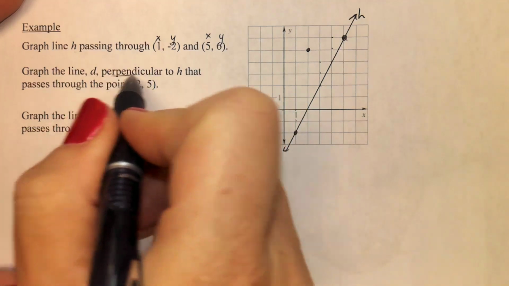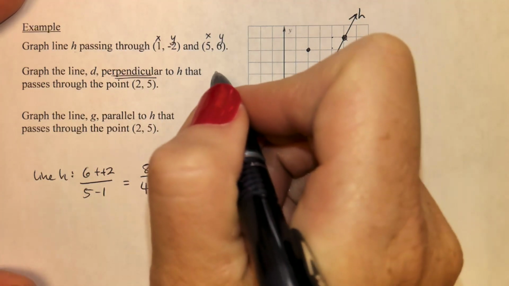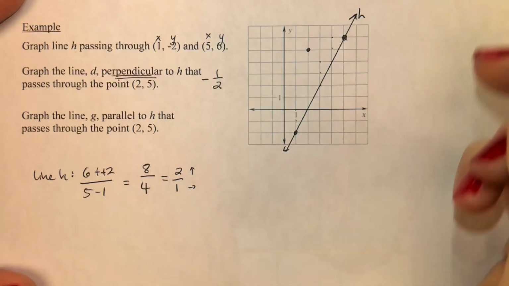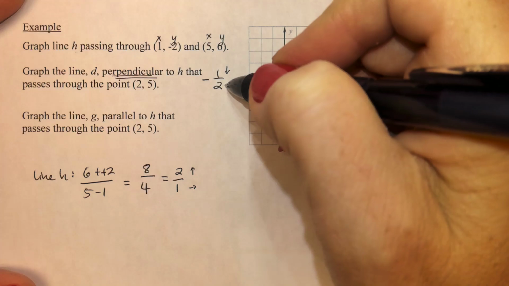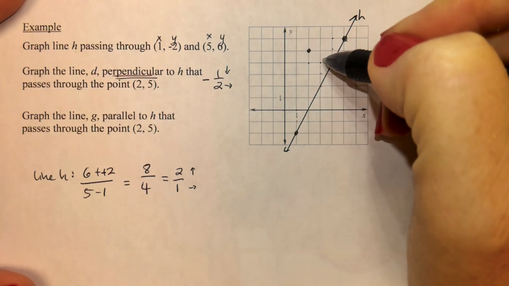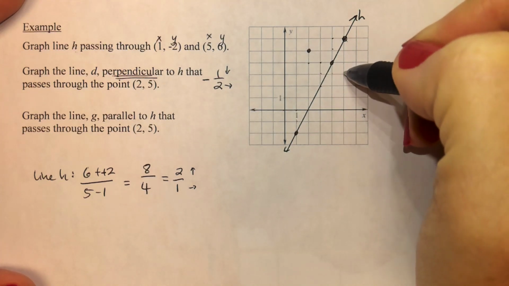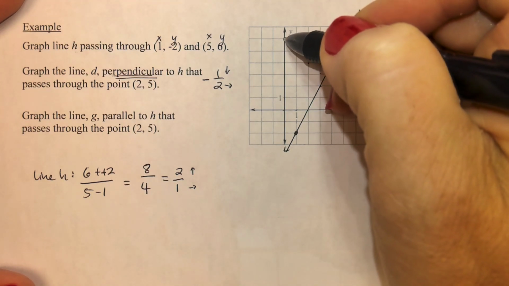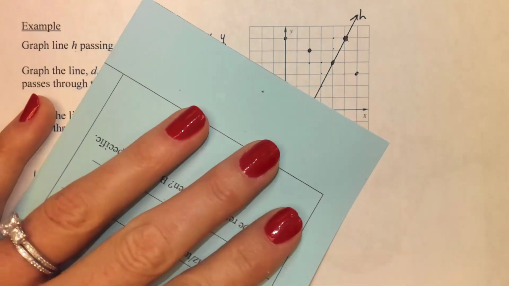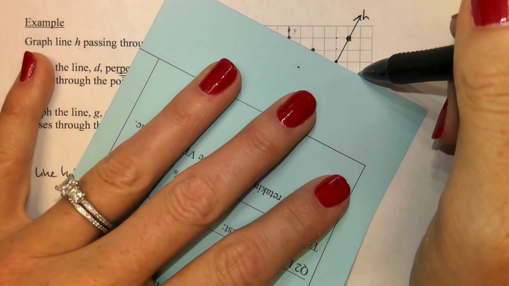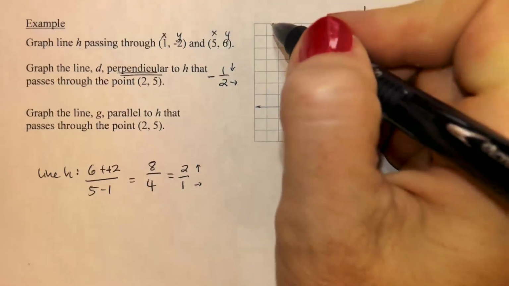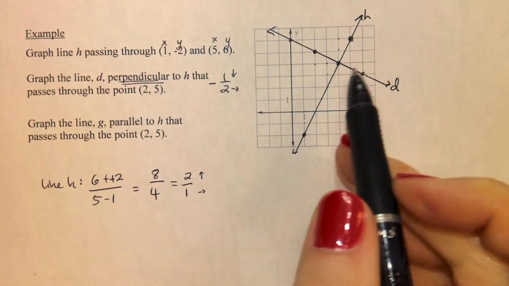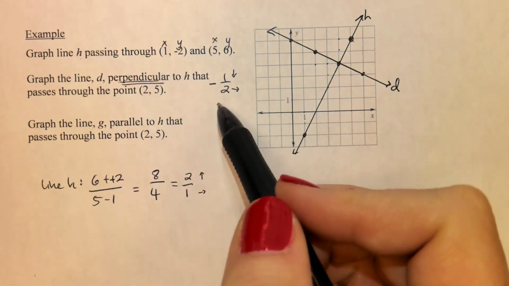So if I want to be perpendicular to that, I need to flip it to 1/2, and I need to flip the sign. It's positive right now, so it'll be negative. So from this point, we're going to go down 1 over 2, down 1 over 2, down 1 over 2. I can work my way backwards too, going back up 1 to give me a few more dots. I'm going to connect these like that. Now I know for sure that this line, D, is perpendicular to H because they have opposite reciprocal slopes.